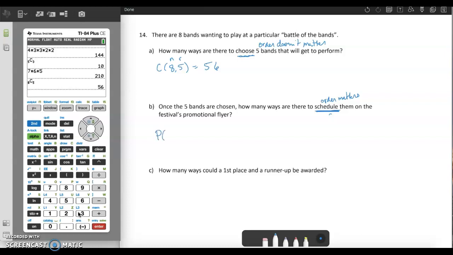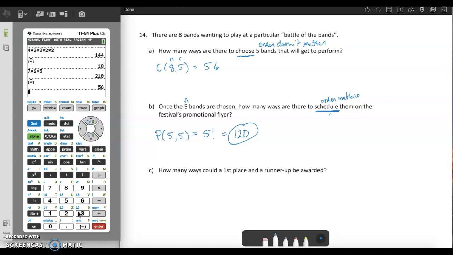Notice now they've already chosen the 5 bands though. So we're down to 5 bands being our n now, and they are going to put all 5 of those in order. So we're now doing a permutation of 5 and 5. We're going to take all 5 of them and put them in order. So we know that's 5 factorial when we do that. And we've done 5 factorial a lot. That's one you'll probably start to just notice and remember. That's 120.